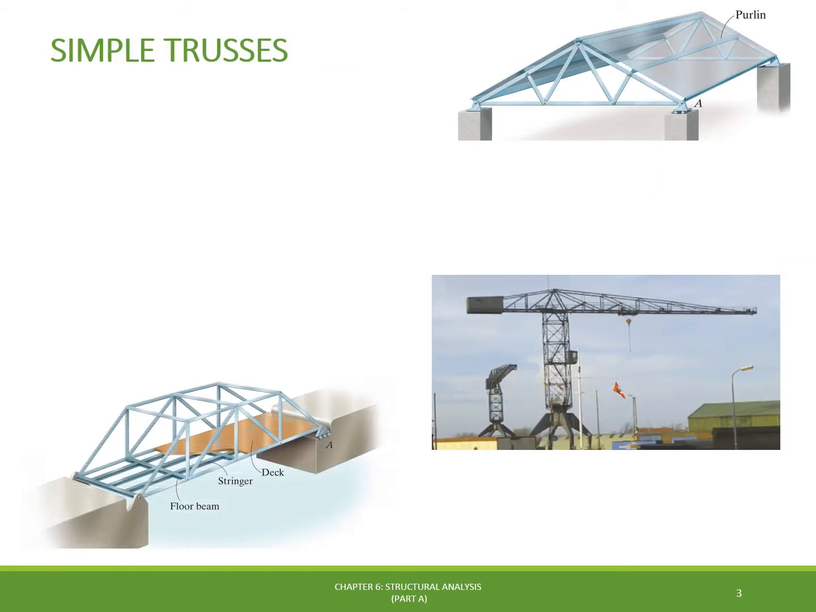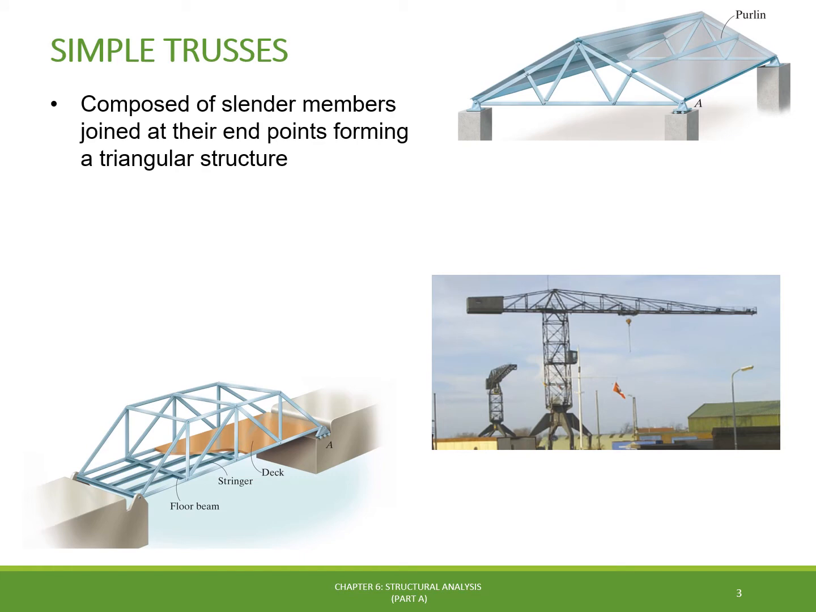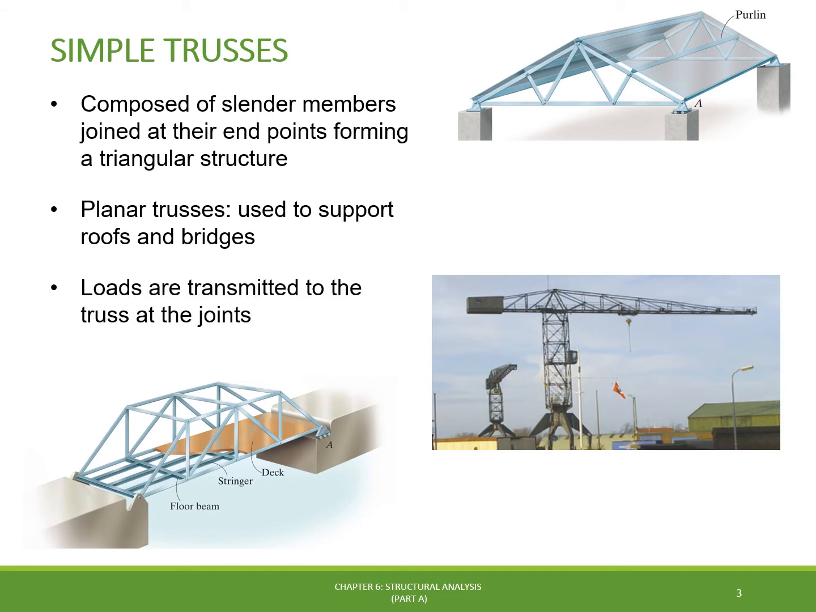Several structures designed by civil and mechanical engineers use trusses as the main structural component. A simple truss is a structure composed of slender members joined together at their endpoints. The members can be made of either wooden struts or metal bars. In particular, trusses often used to support roofs and bridges lying in a single plane are called planar trusses. In both cases, external loads are transmitted to the truss at the joints, as shown in the figure here.